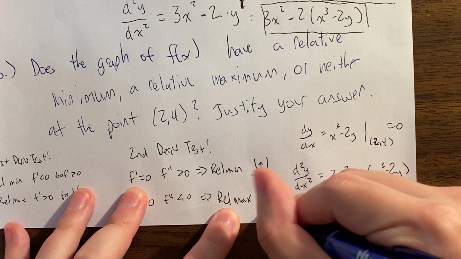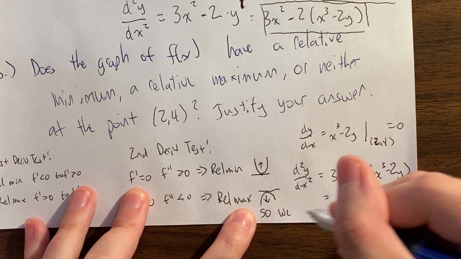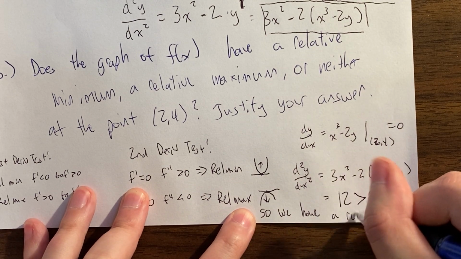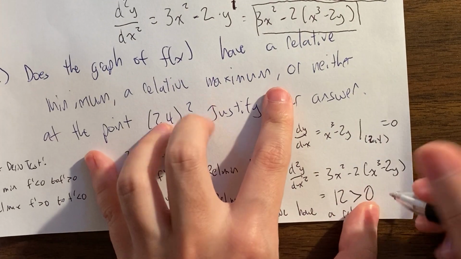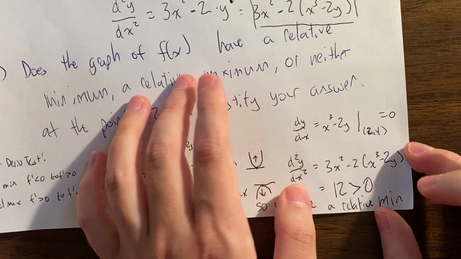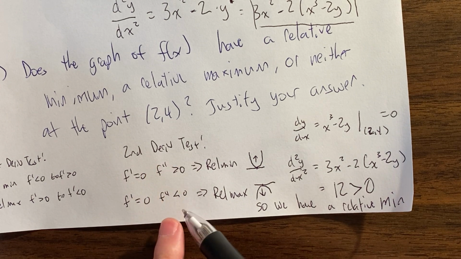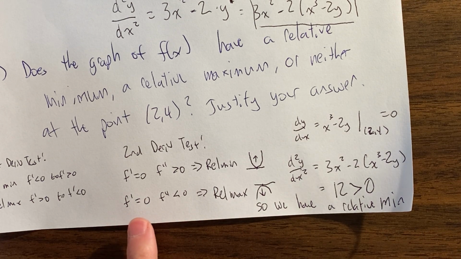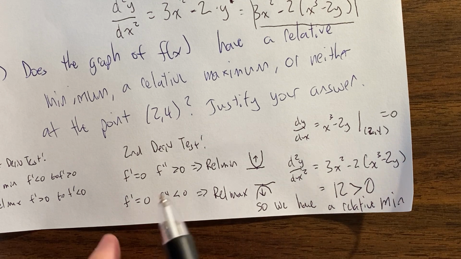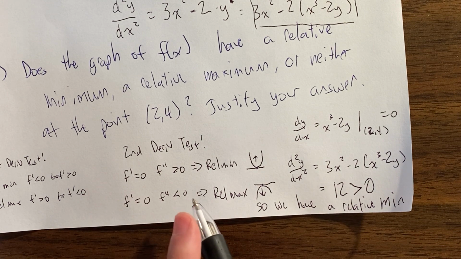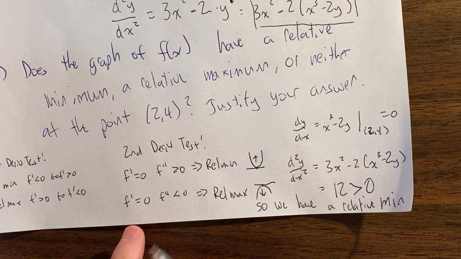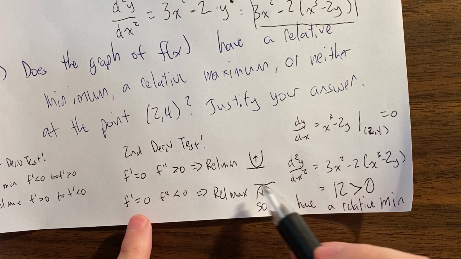So we have a relative min. I can't fit the word minimum, so I'm just going to write relative min. Keep in mind, though, that while its name is the second derivative test, because it does use the second derivative, you do need to verify that the first derivative equals 0. So the second derivative test actually involves both the first derivative and the second derivative. Why is the first derivative involved? It's because you need to verify that this point has a horizontal tangent line.